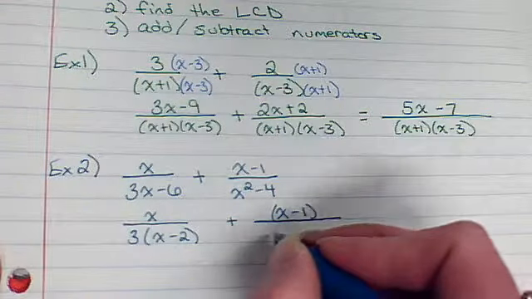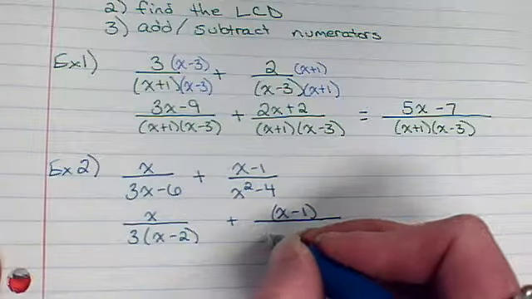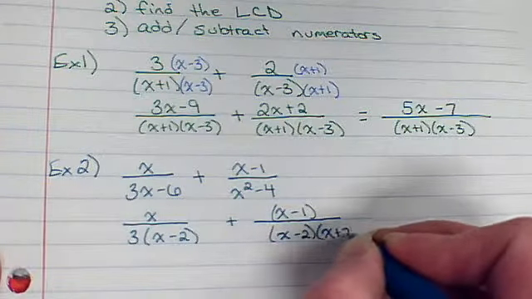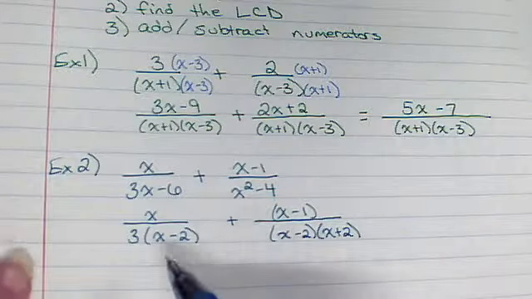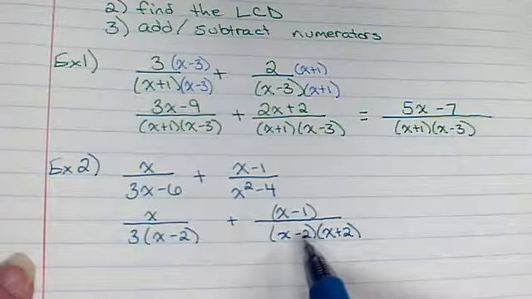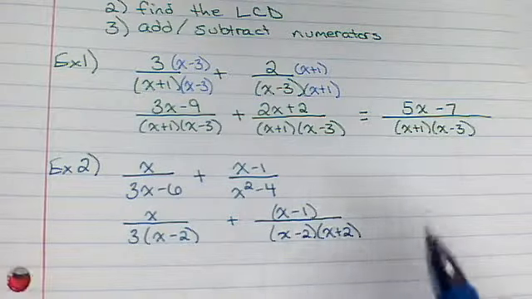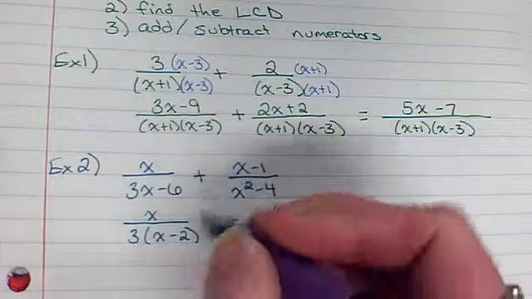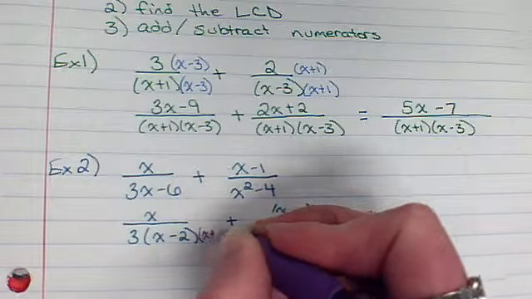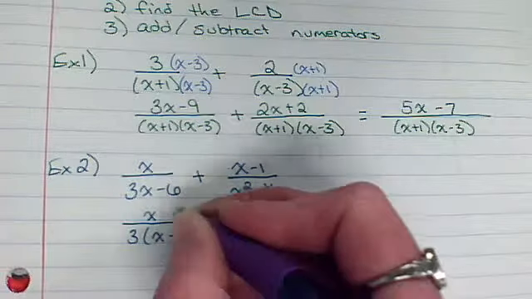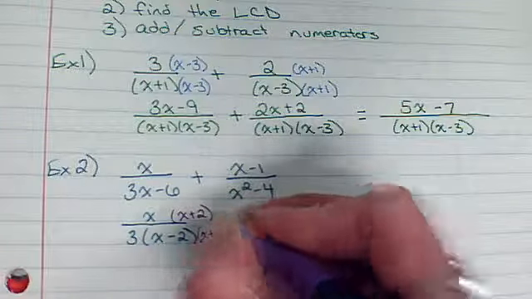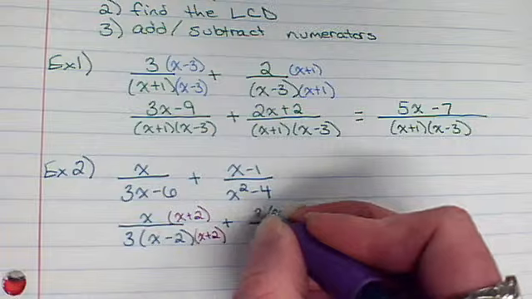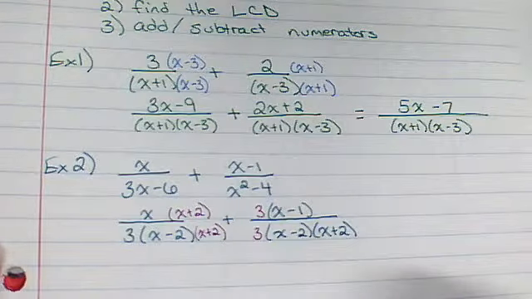In the denominator, I can factor x squared minus 4. That's x minus 2, x plus 2. All right, so we compare. This one has an x minus 2, and so does this one. But this one also has the x plus 2. So I need that on the first one. If I multiply the denominator by it, I also have to multiply the numerator. And on the other one, it needs a 3. So I'll multiply the numerator and denominator by 3.